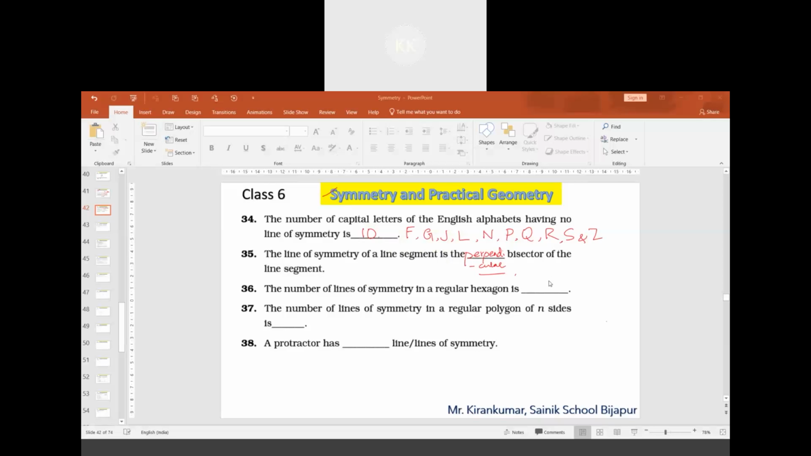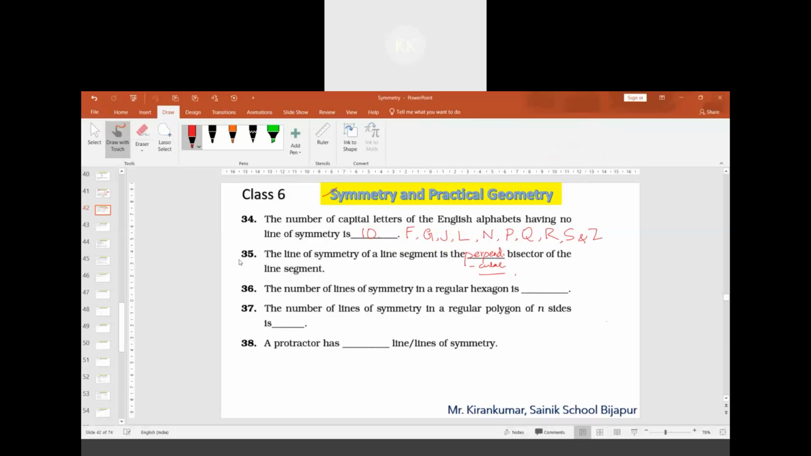In the last class, we have solved till 35 questions, isn't it? We shall continue from 36th onwards. The 36th question: the number of lines of symmetry in a regular hexagon is... So how many lines of symmetry will be there for a regular hexagon? 6, sir. There will be 6.